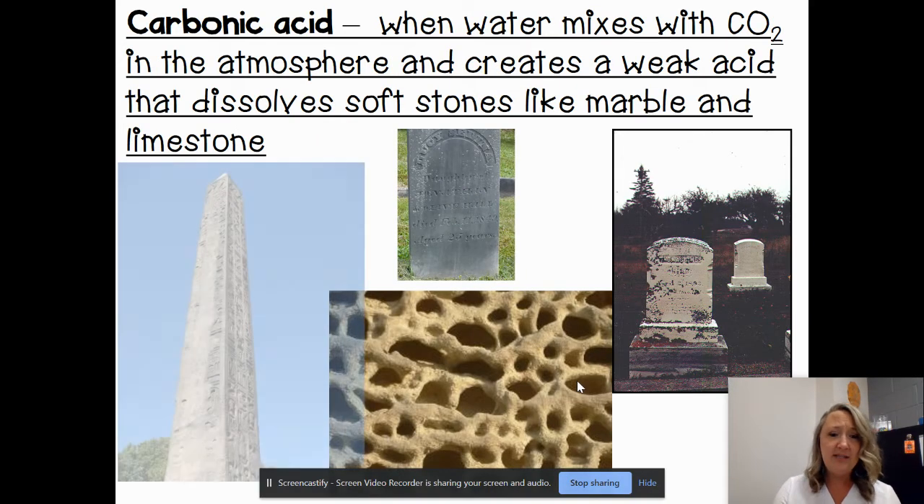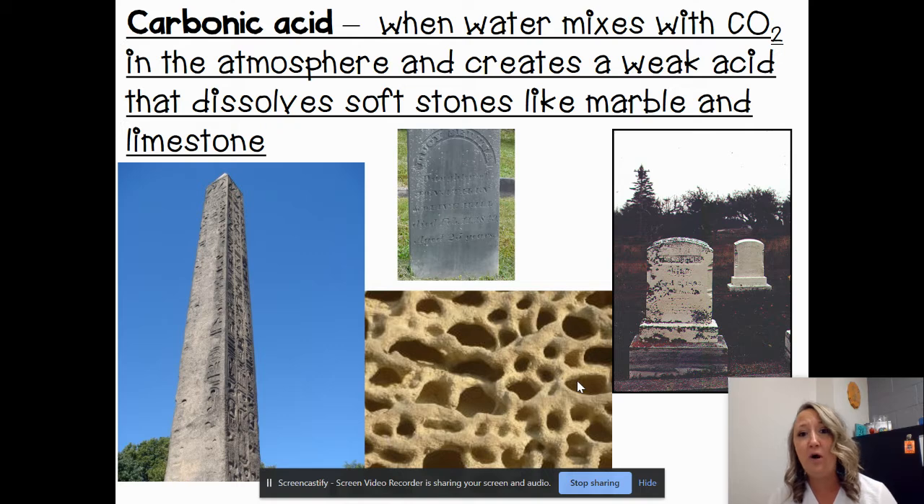Carbonic acid is an acid that occurs when water mixes with carbon dioxide that's in the atmosphere. And it causes a weak acid that can dissolve stones like limestone or marble. Limestone is one of those stones that we have a lot of here in San Antonio. And so it can actually cause huge caves to form. If you've ever been to the Natural Bridge Caverns, we call that karst topography. It's topography that's created by that chemical reaction between the limestone, which is very basic, and then an acid dissolving that, right? Just like when you mix vinegar and baking soda, we have an acid and a base.